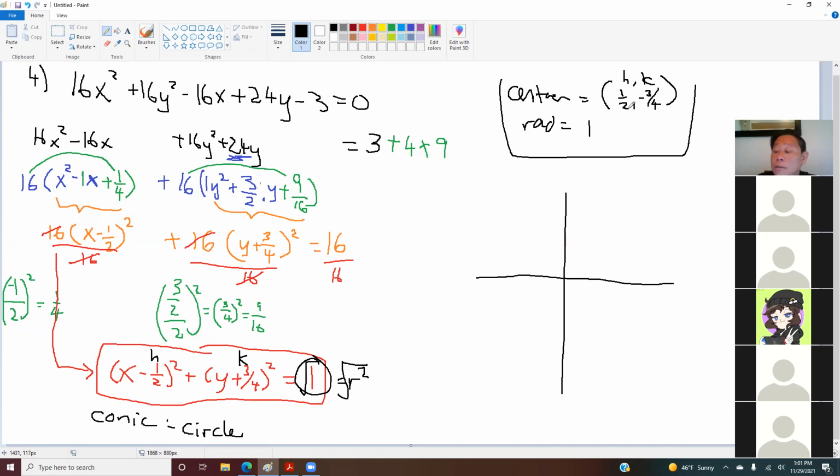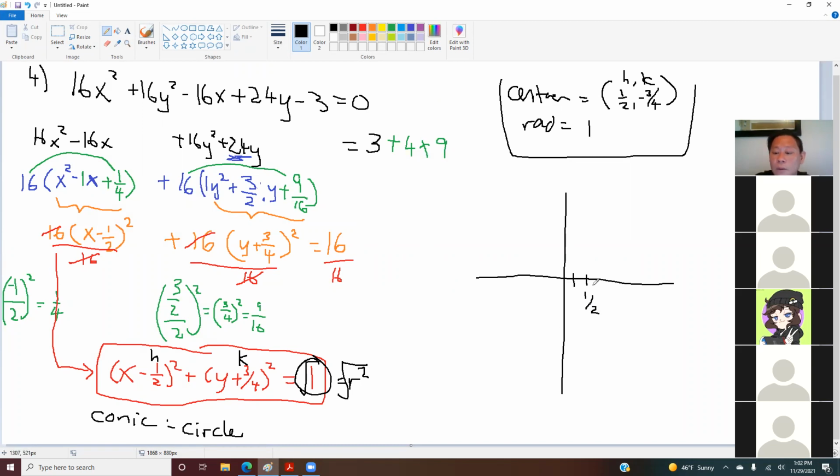Is the circle the easiest one out of all of them? Yes, for a circle you just need 2 things: center and radius. Yes, it's the easiest of all of those. So 1/2 is here.